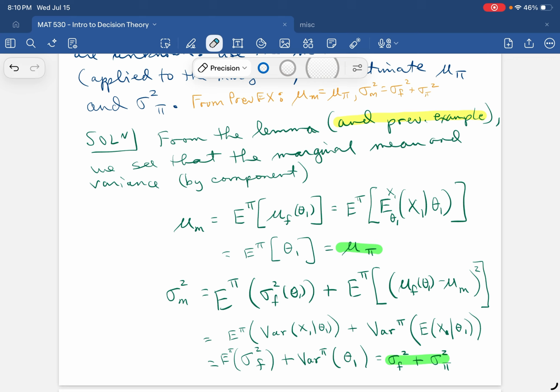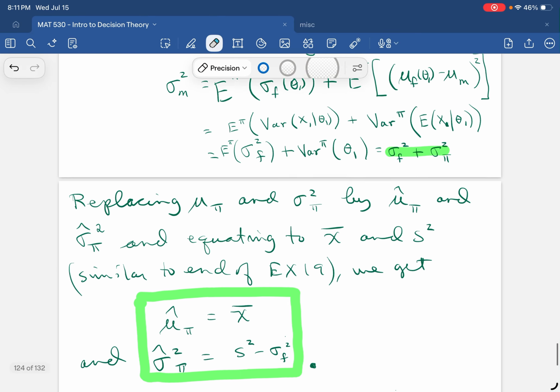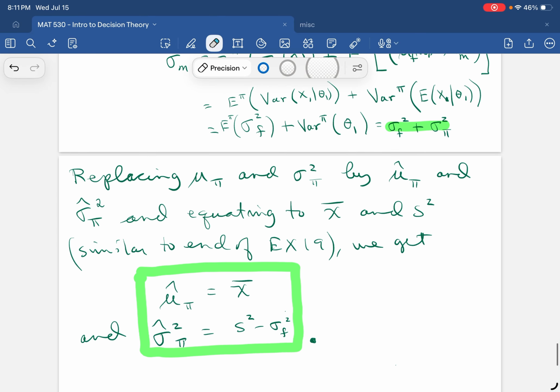And so in the context of looking at this from the point of view of the prior, we can set this equal to s squared. And since it's really the prior parameters that we're after, then we'll put hats on these prior parameters, set the first one equal to x bar, set the second one equal to s squared, and then we get what we see here.